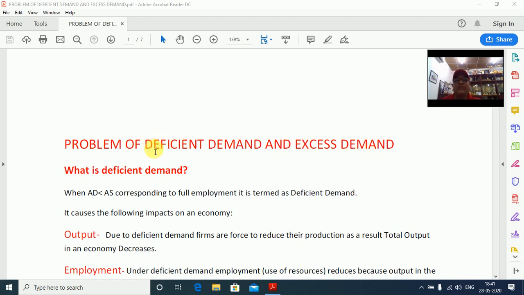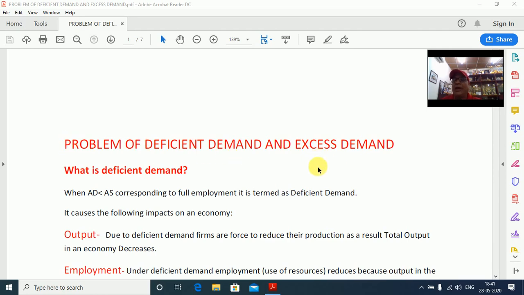Why? Because deficient demand causes a deflationary gap, or you can say the problem of deflation, that we call recession, where the prices of different goods and services start falling, which is against the interest of firms and producers. On the other hand, when we talk about excess demand, the price of goods and services starts increasing, that is inflation, which is against the interest of consumers. So therefore, it is considered a problem.